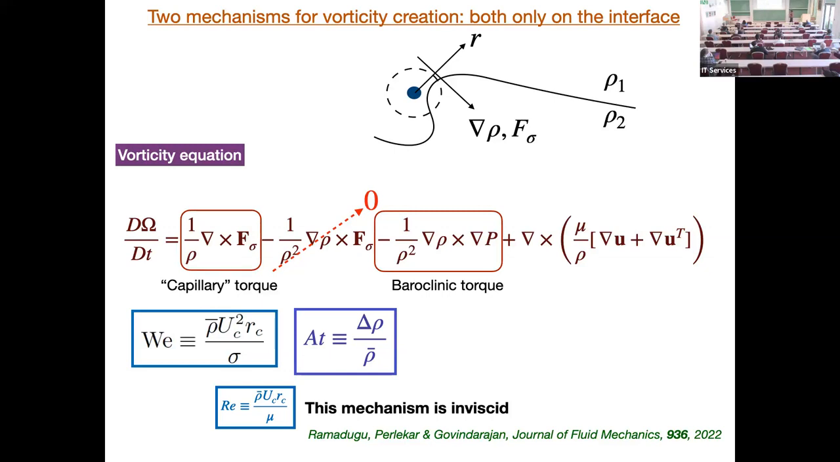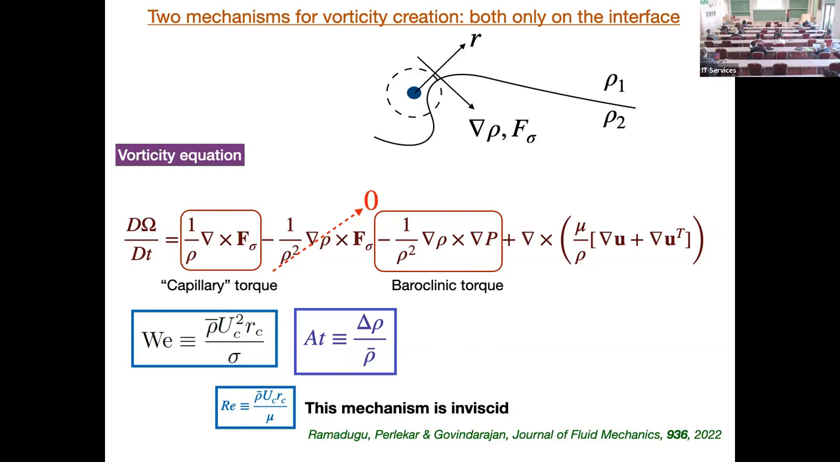Okay, so we can take the curl of the Navier-Stokes. We're going to now neglect gravity from now onwards. We're going to take the curl of the Navier-Stokes to write the vorticity equation. And you see that vorticity can be created by these mechanisms. We're not going to worry too much about viscosity. This whole mechanism is inviscid. That's why, out of the three non-dimensional numbers, I put the Reynolds number as very small, because so long as it's high enough, it's unimportant to our problem.